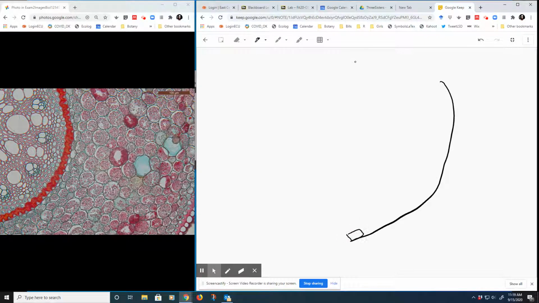And this particular epidermis has a pretty thick cuticle, that waxy layer on the outside. It's kind of a dark red in that image. But all of this layer would be the epidermis, and each one of these cells would then be an epidermal cell. And these two things are part of the dermal tissue.